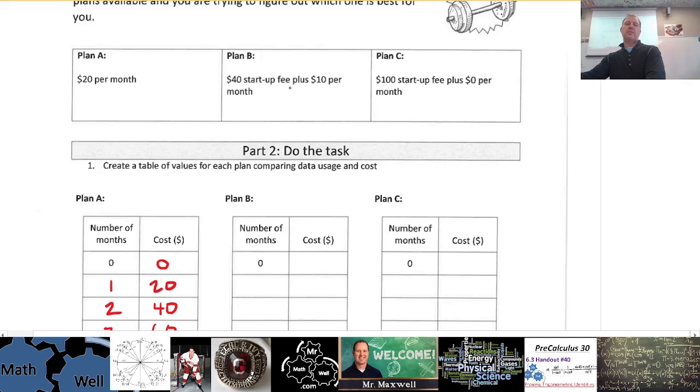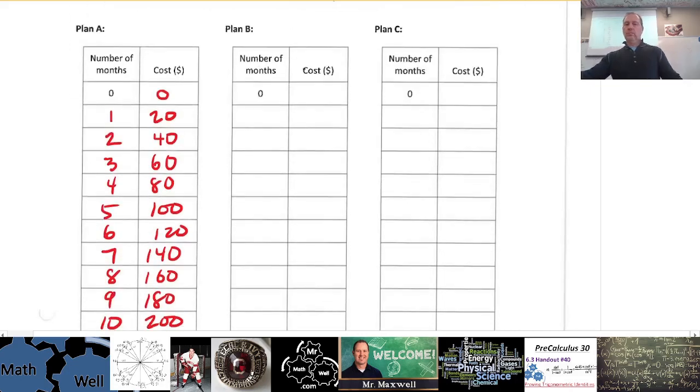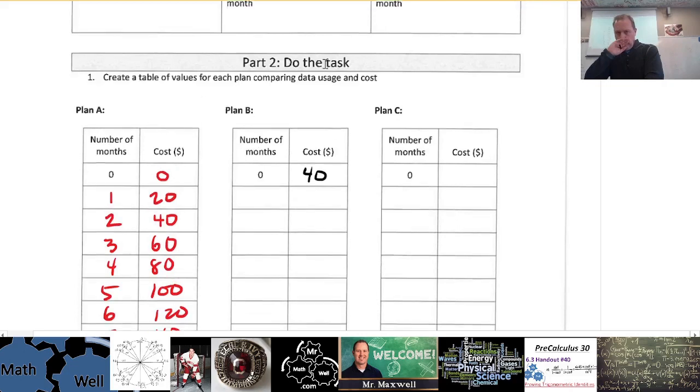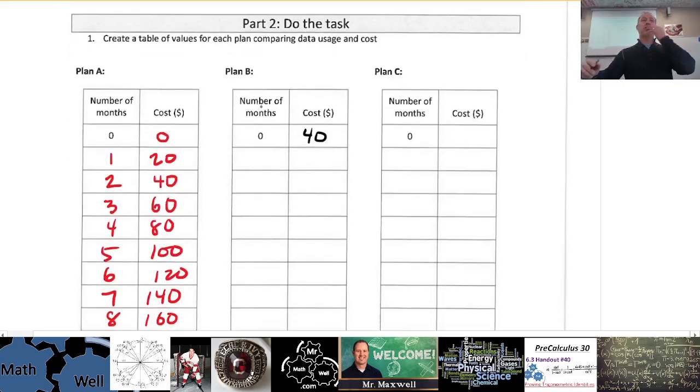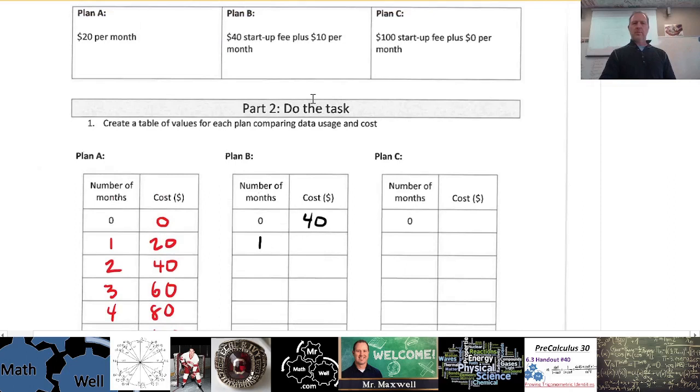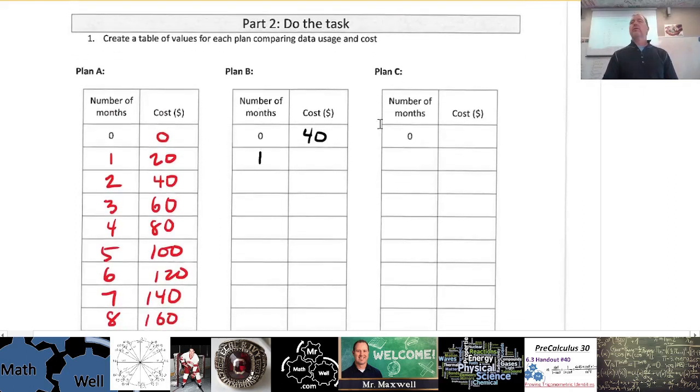$40 startup fee plus $10 per month. So at 0 months, when you start, you already owe $40. Everyone see that? If you have a $40 startup fee, that's $40 that you owe before you even start. Now after 1 month, what is the cost per month? It's $10 per month. So after 1 month, what's the total cost to you there?